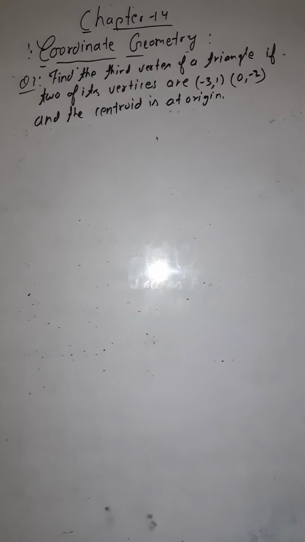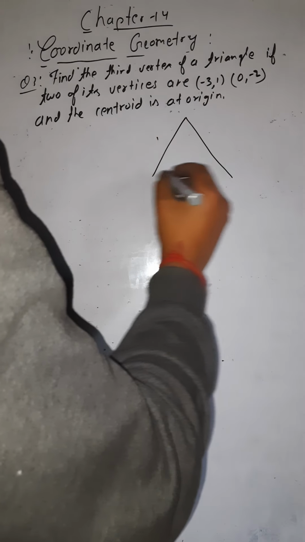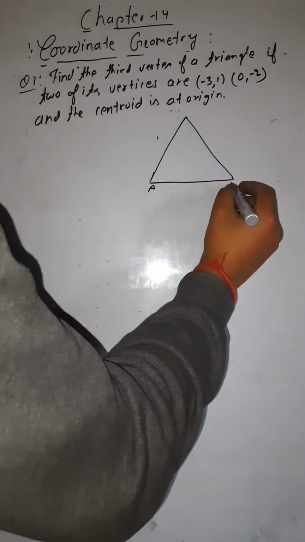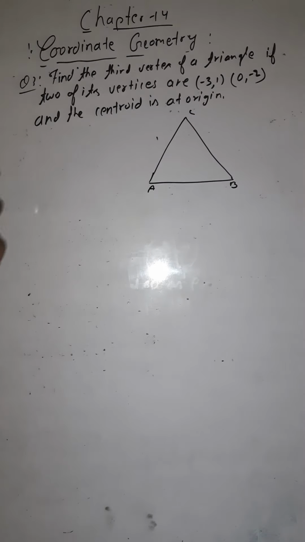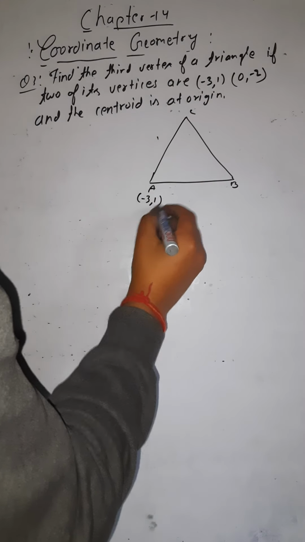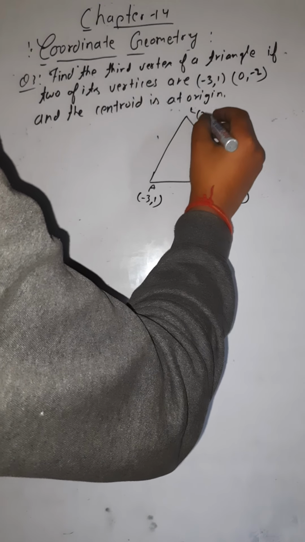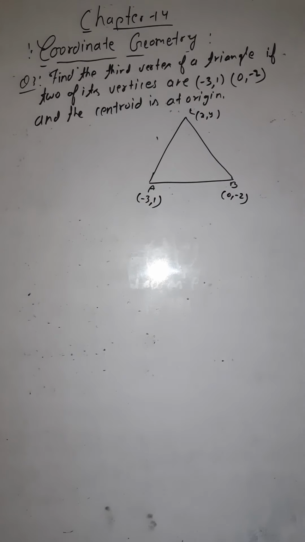So let me make a triangle first. Let's say this is the triangle, and the vertices are A, B, C. Two vertices have been given to you. The first is (-3, 1), the second is (0, -2), and you have to find out the third one. Let's say its coordinates are (x, y).